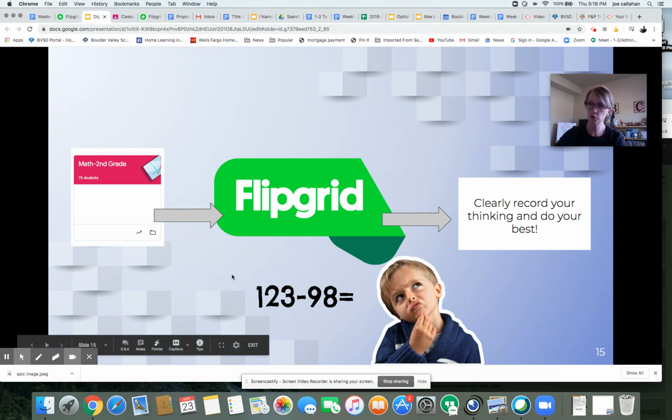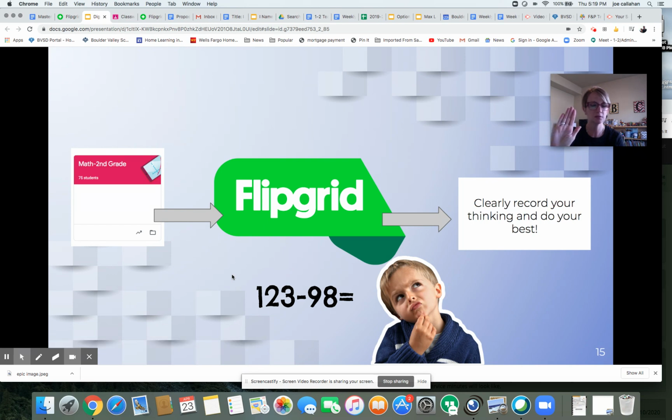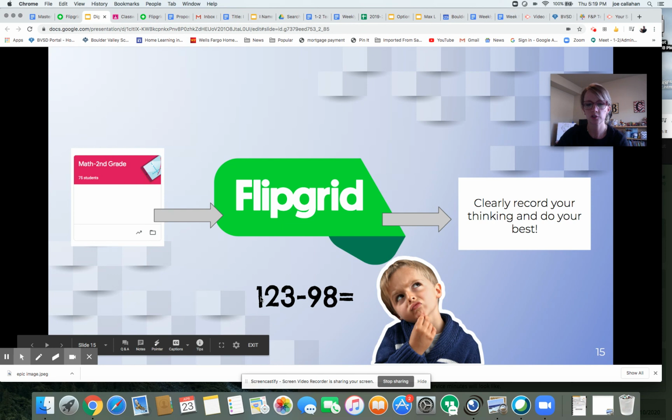So it looks a bit trickier than last week, but I bet if you pause and think about it, you can find a friendly number to help you solve this pretty quickly. When you feel comfortable and you've shared your thinking, you've practiced it, you're going to clearly record and do your very best. So let's walk through these 3 steps together.